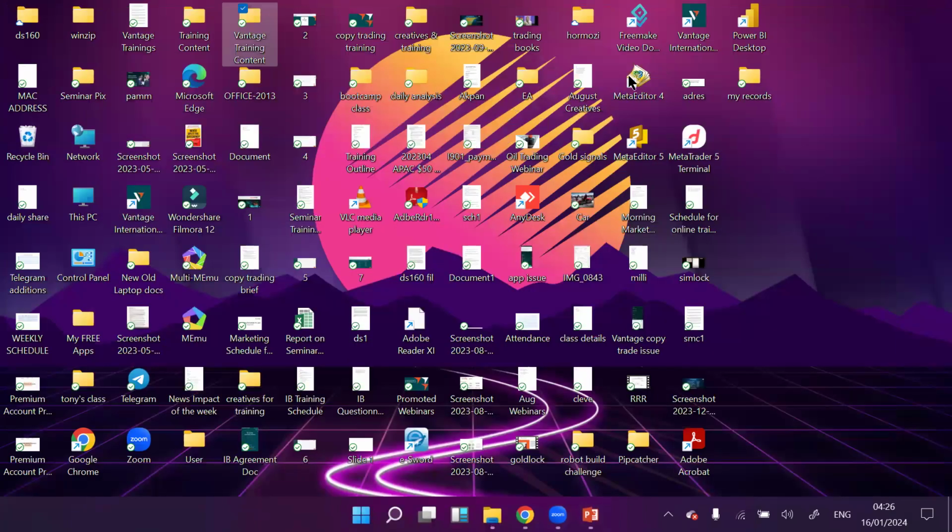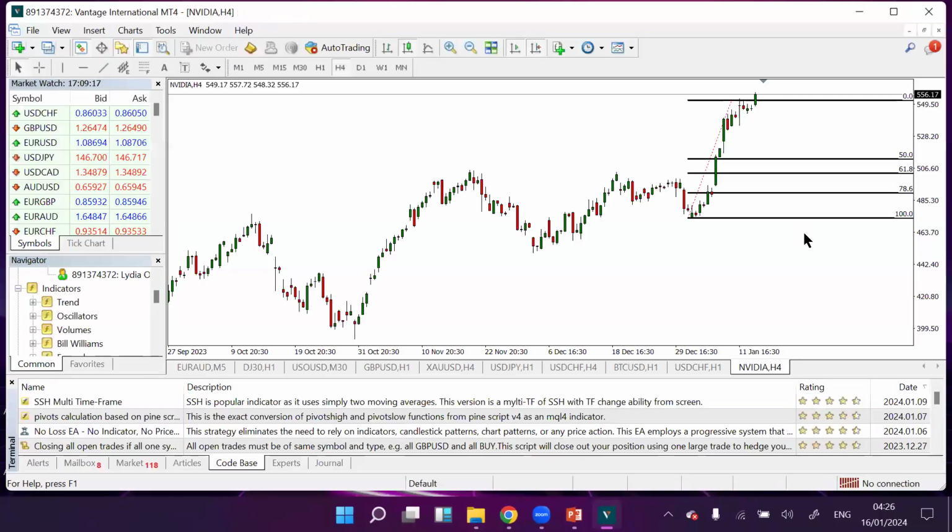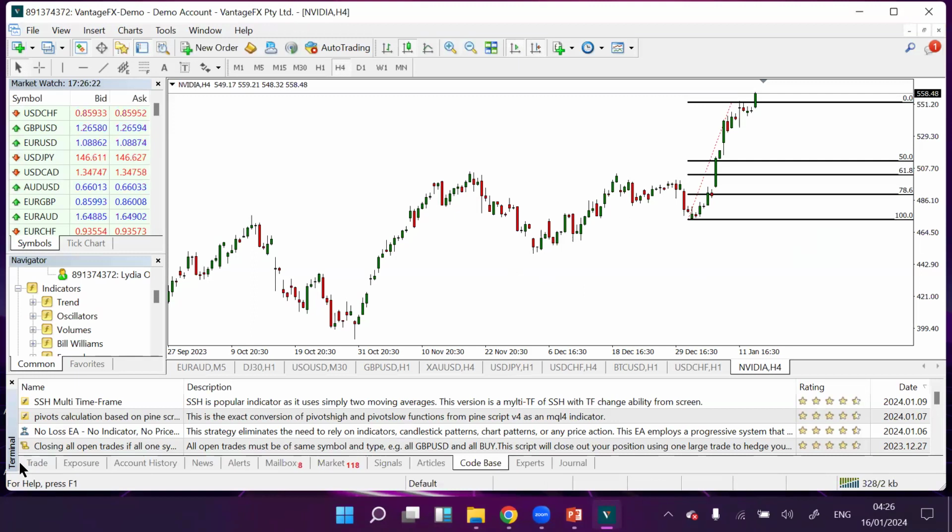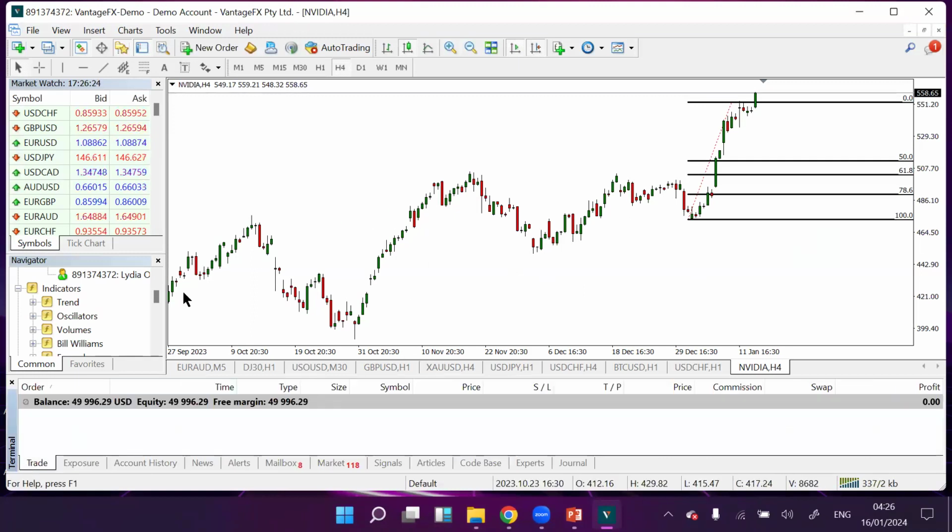Let's quickly pick a MetaTrader and show us something here when it comes to these trades. Okay, so this is a pending order, right? This is a MetaTrader. This is a platform where we enter trades.